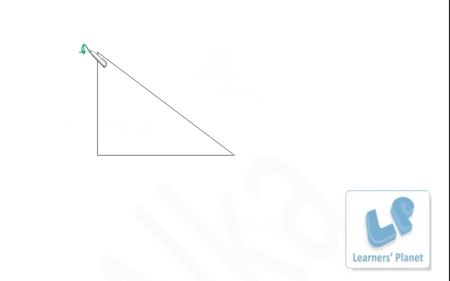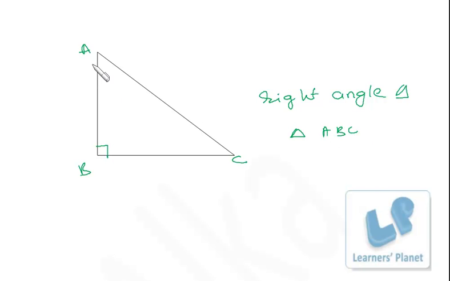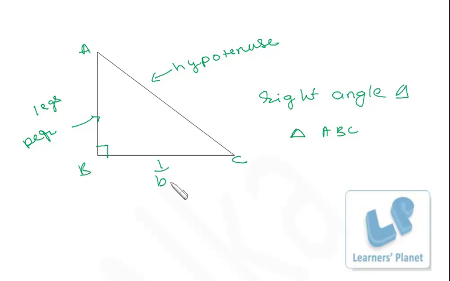If we have a triangle ABC, and over here this angle is 90 degrees, that is, one of the angles is 90 degrees, then we call it a right angle triangle. Now in triangle ABC, AB and BC are known as the legs of the triangle, and this is the hypotenuse, or in other words we can call AB the perpendicular and BC the base, right?